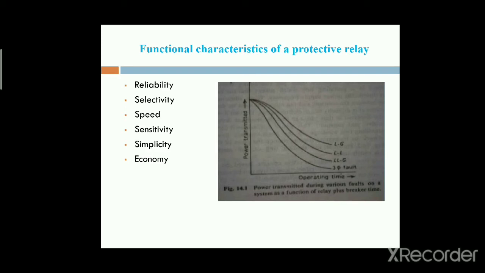These are the various characteristics in the case of protective relays: reliability, selectivity, speed, sensitivity, simplicity and economy. These are the various characteristics to be considered for the protection by relays.